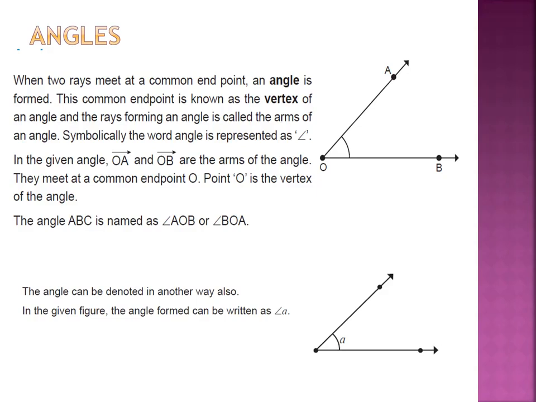Here we can see two rays A and B. They both are meeting at one point, and that point is called the vertex, which we marked as O. And the space created between these two arms is called the angle. The angle can be denoted in another way also. In the given figure, the angle formed can be written as angle A. We can see in the picture below.